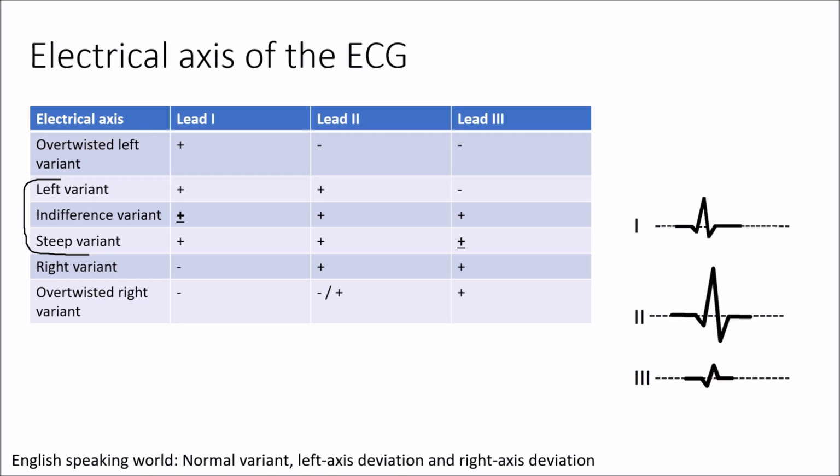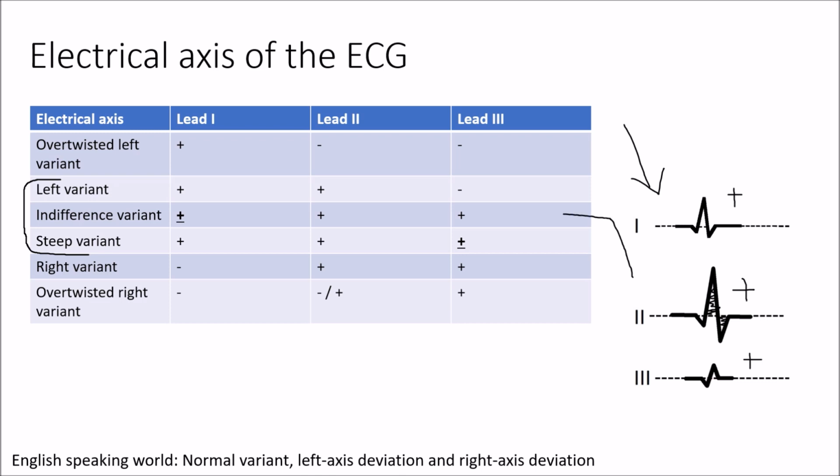To determine the electrical axis, one must look at the QRS complex in the leads 1, 2 and 3. If the area in the QRS complex is predominantly positive, we note a plus for this lead. But if the area is mainly negative, we note a minus. Afterwards we can easily determine the electrical axis ourselves with the help of this table.